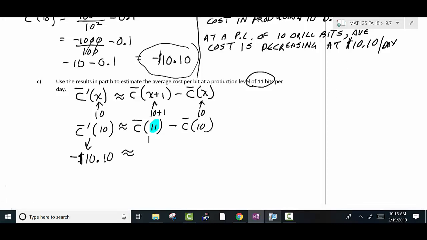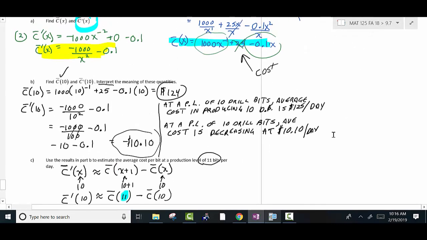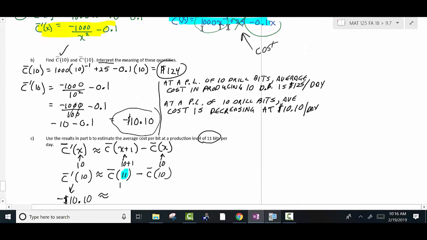That cost function, let me zoom out on this a little bit, is this thing right here that I got in blue. Okay, so we're going to plug the 11 in here. What I'm going to do is go 1,000 times 11 to the negative 1 plus 25, and then minus 0.1 times 11. And we'll do that on the calculator like that. So what that's doing is giving the average cost of 11 items.